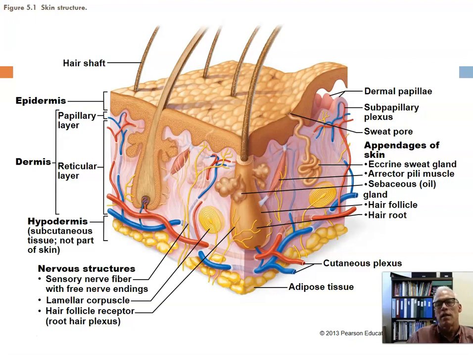P-A-C-I-N-I-A-N corpuscles. And there's a lot of extra blood vessels in here to allow for vasodilation to bring hot blood from deep in the body right near the surface so that we can radiate more heat and evaporate more heat out of the body, under conditions of sweat, of exercise, when a lot of extra heat is being produced, or when the ambient temperature is very high.